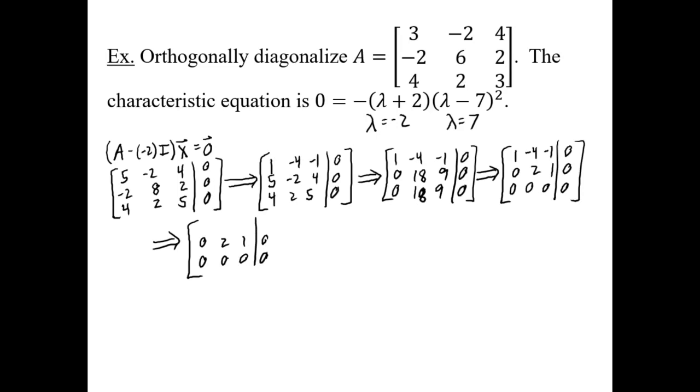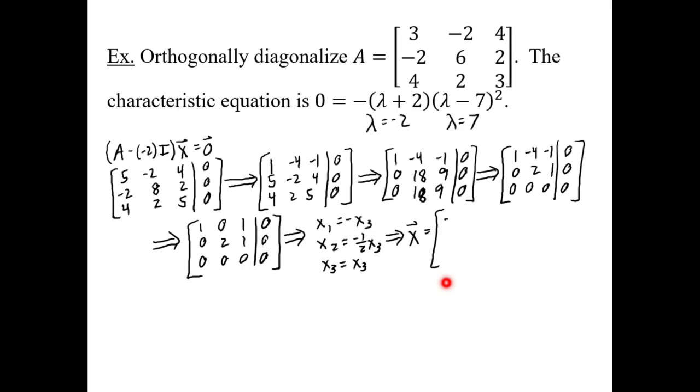Multiply the middle row by 2 and add the top row. I get 1, 0, 1, 0. Apparently I'm working binary here. So this tells me that x1 is equal to -x3. x2 is equal to -1/2 x3. And x3 is itself. Okay, so writing this as a solution here, we got -1, -1/2, 1 times x3.